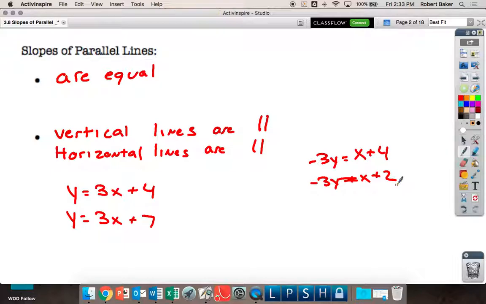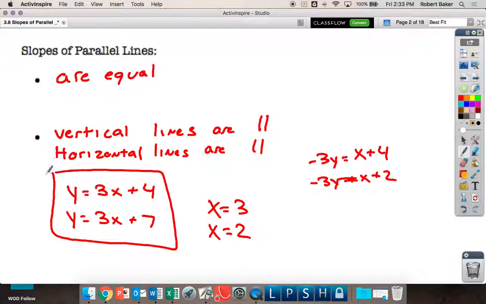Give me a not so pre-AP example. X equals 3, x equals 2. That's like way pre-AP over here. This x equals 3 and x equals 2 is like pre-AP, right? Taking two vertical lines and saying they're parallel. Non-pre-AP would be this right here. Just two slope intercept. That's all I care about. If you know that, you got it. That's what I want. Okay, that's chunk one.